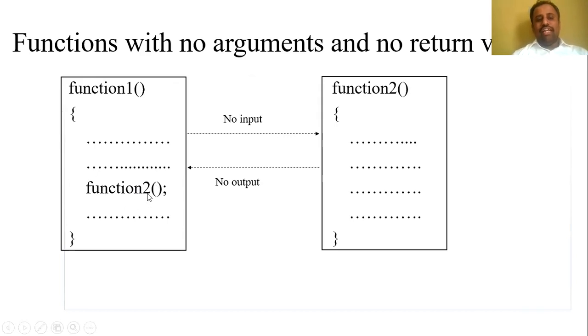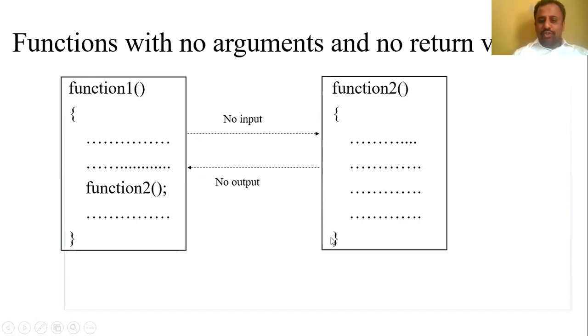Max function you are calling, so nothing but a maximum number I need to identify here. I am not passing any argument, nothing but no input in this. It will go directly to where the function is defined, where that function is called. So it will go there and execute there itself. Once the execution is over, it won't take any return value, nothing but no output.